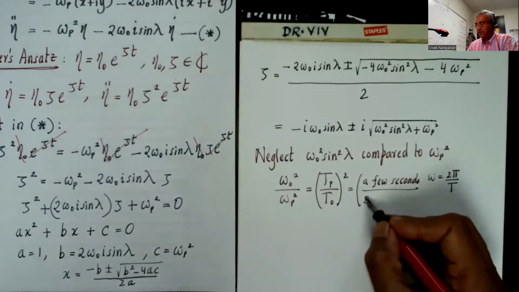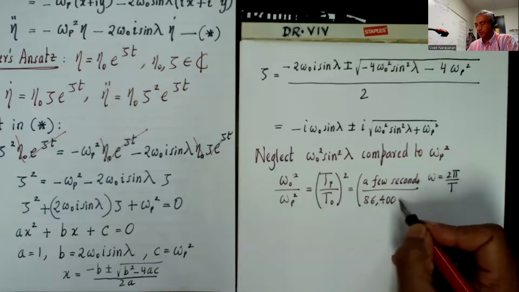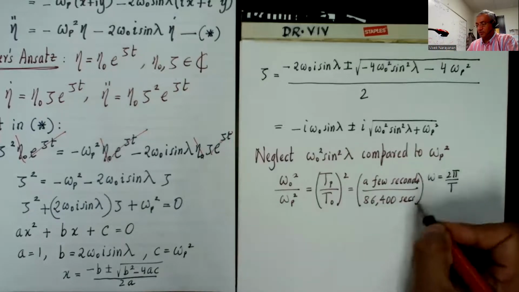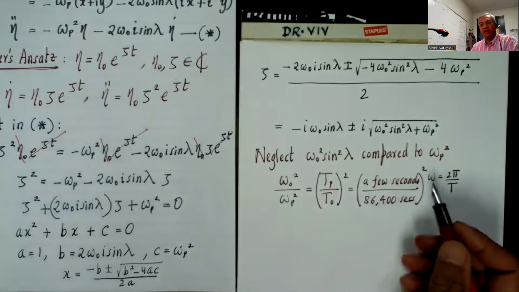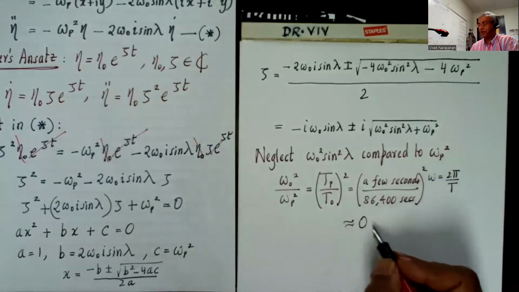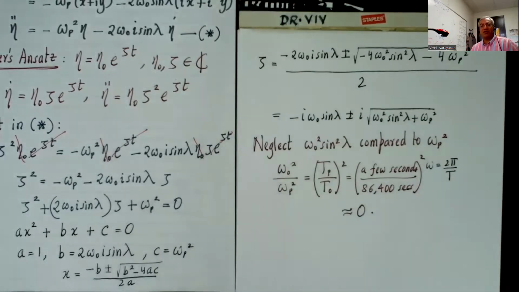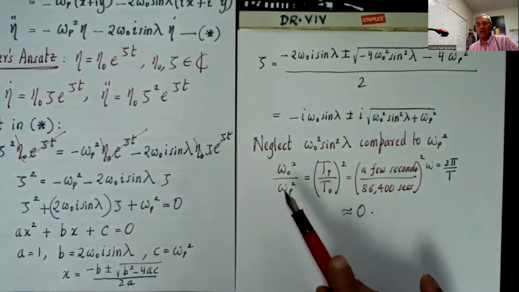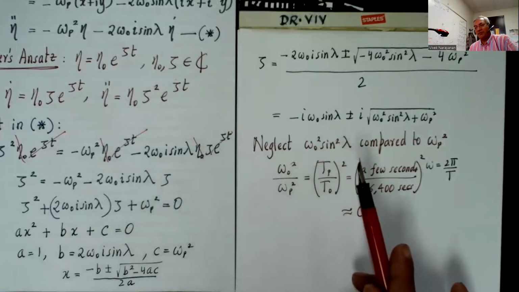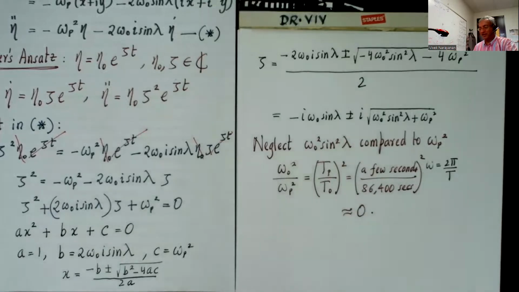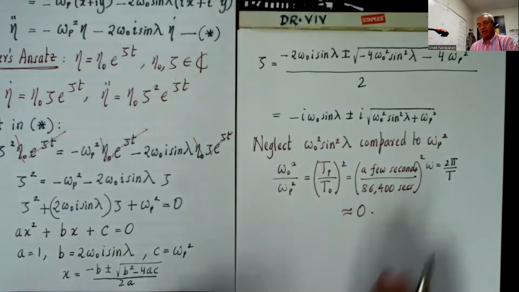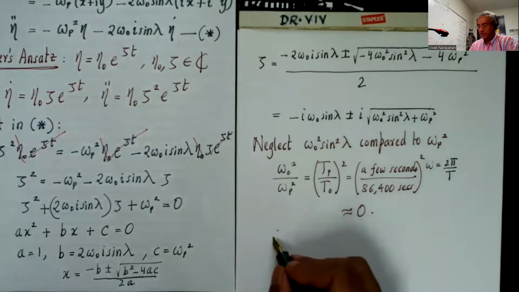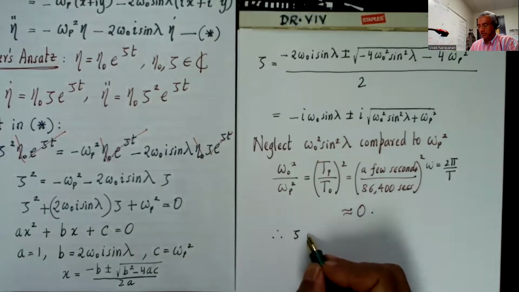So this is going to be a few seconds divided by 86,400 seconds. You see where I'm going with this. A few seconds squared over 86,400 squared is going to be close to 0. So our assumption that omega squared sine squared lambda is of the order 1 or slightly less, not important for this estimate. This estimate is a decent one to have. So we have our new understanding of zeta.